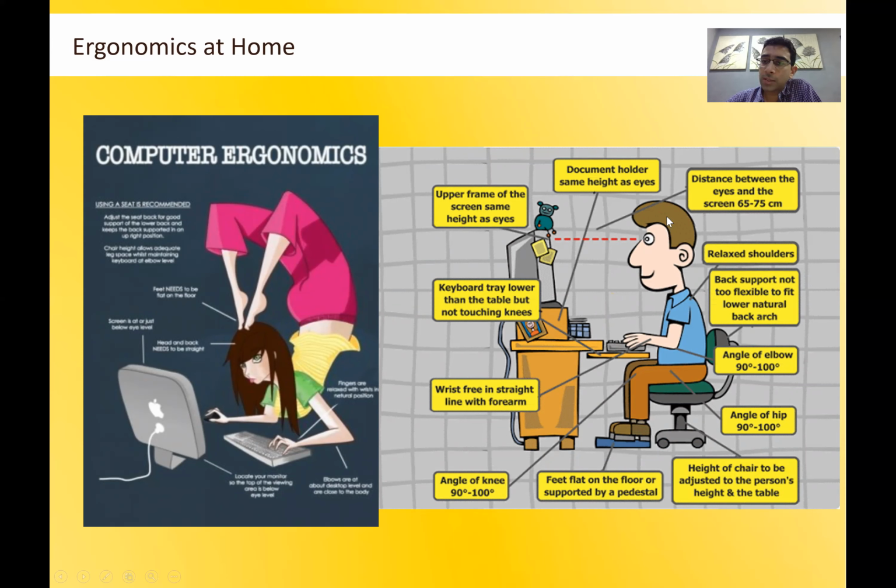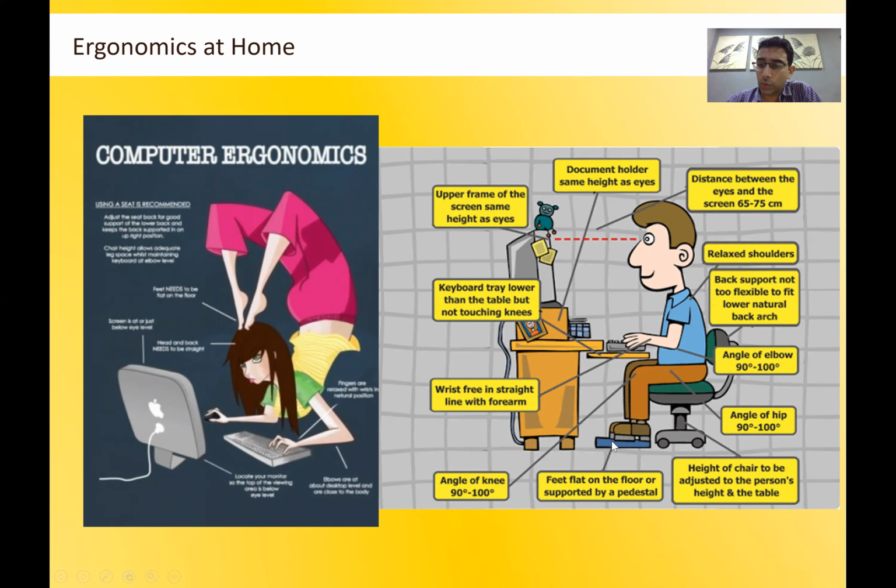The distance between the eyes and the screen should be around 65 to 75 centimeters. The shoulders should be relaxed. The back support should not be too flexible and it should be nice and firm, but it should give a forward curve to the back. Angle of the elbow should be around 90 degrees at the same level as the wrist. Angle of the hip should be 90 degrees. Angle of the knee should be 90 degrees.